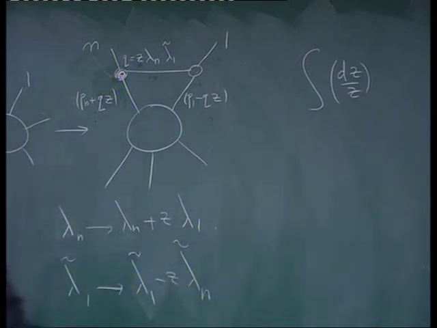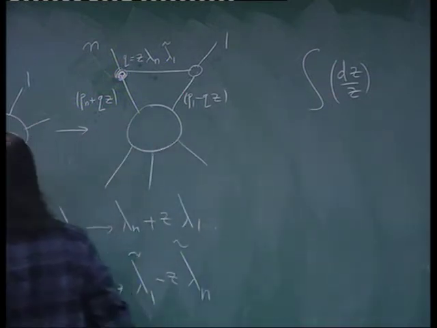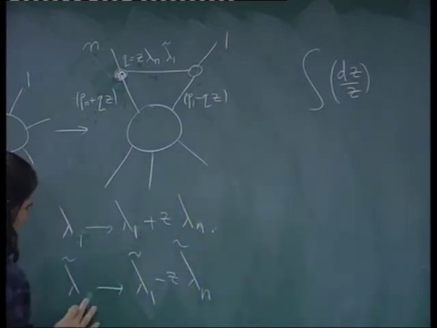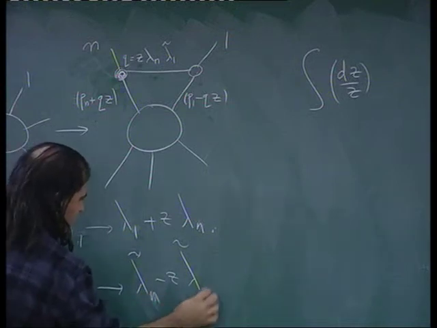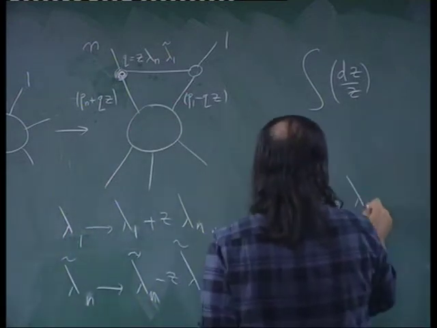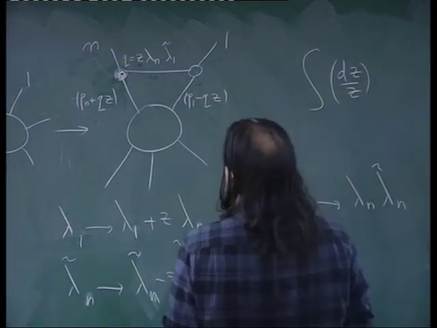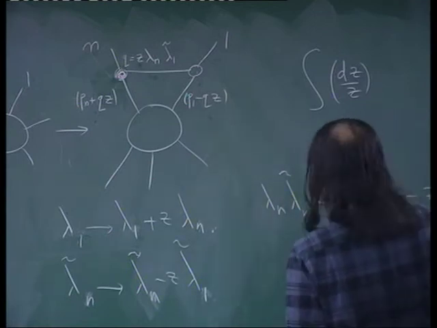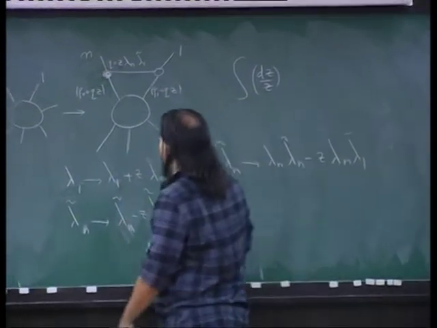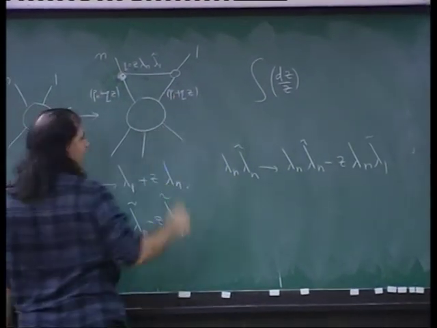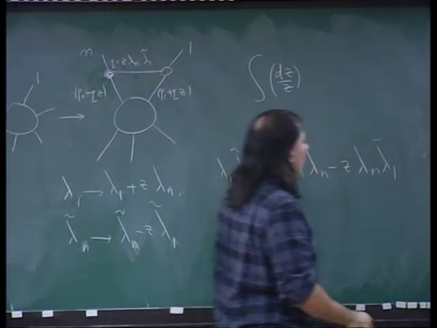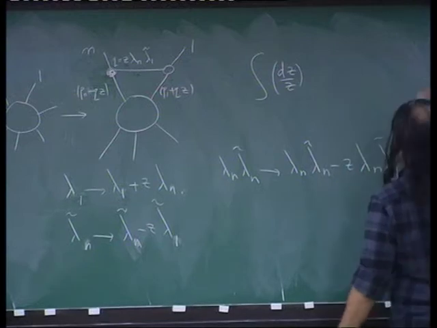Okay? So that's the other way around. Sorry. So you see that, for example, lambda tilde n has gotten shifted to lambda tilde n minus z lambda n lambda tilde 1. I should put a minus sign there, a plus sign there, okay?